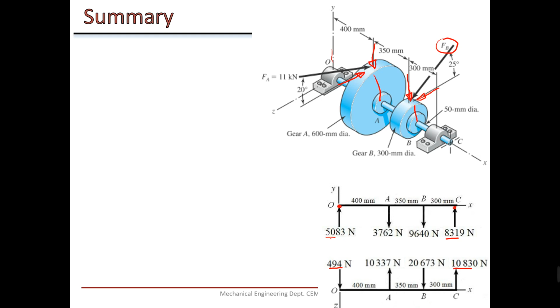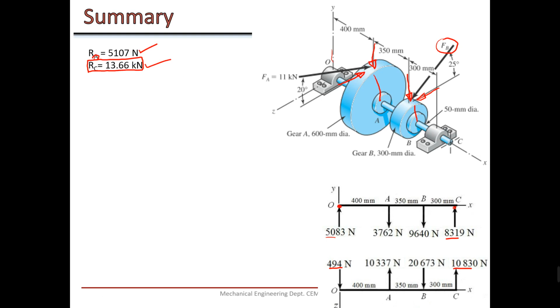How? The square root of 5083 squared plus 494 squared will give us the reaction at O, and similarly the reaction at C. Reaction at O equals 5107 Newton, and reaction at C is 13.66 kilonewton. So we come to the conclusion that this bearing is supporting most of the load, so we need to design this bearing. If you use the same bearing for the other one, it will be safe.